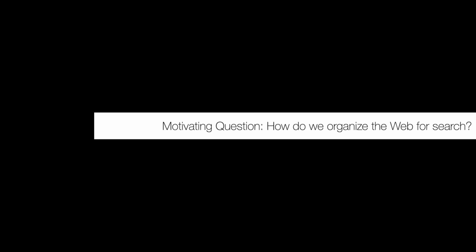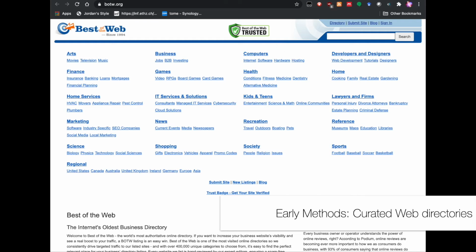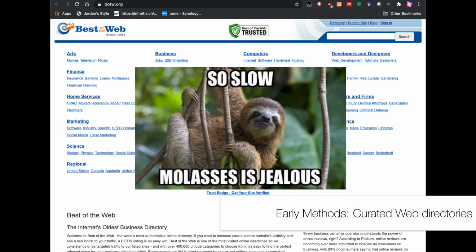We'll motivate this with a particular question: how do we organize information on the web so that it is available for people to find quickly and easily? Back in the early days of the web, this was done by what are called curated web directories. You may have heard of the Best of the Web, an existing, manually constructed directory of web pages that's been around for a long time now, 26, 27 years, something like that. But the issue with these approaches, where we build web directories through manual curation, is that they're very slow and time intensive, given the number of new websites that are added to the web daily.